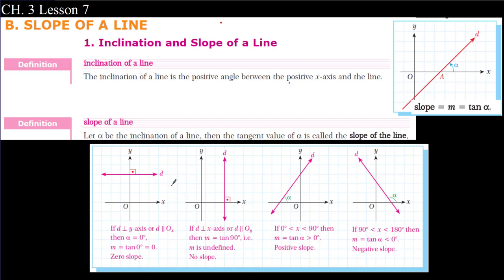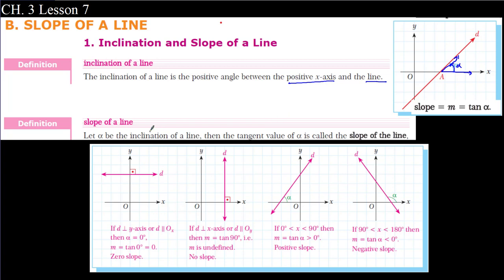Hi dear students, this is chapter 3 lesson 7 and we are going to study about slope of a line, and the first definitions about inclination and slope of a line. Inclination of a line is the positive angle between the positive x-axis and the line. The angle between them is alpha. So this alpha is called the inclination.